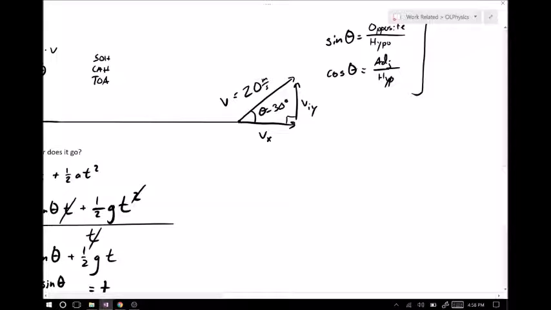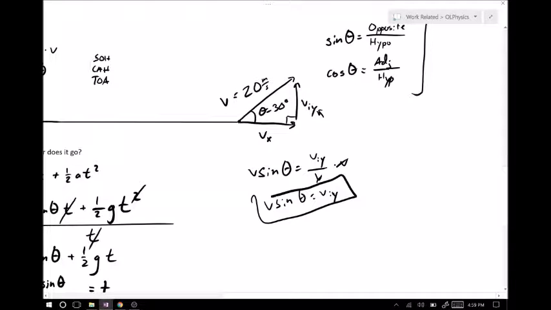If we're looking for the vertical portion, let's just look at sine. Sine theta is going to equal our opposite side. Our opposite side is called VIY, and our hypotenuse is called V. Now, if we solve for VIY, we just have to multiply both sides by V. We're left with V sine theta equals VIY, which is our initial velocity in the vertical direction. So that's where that came from.